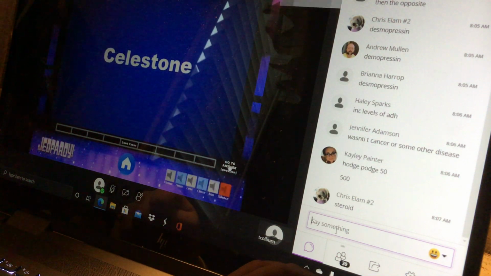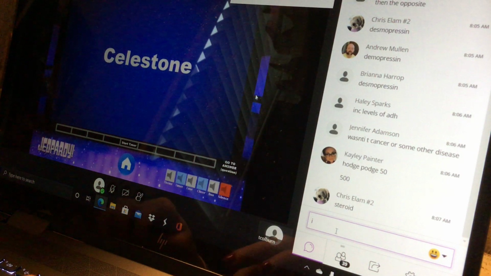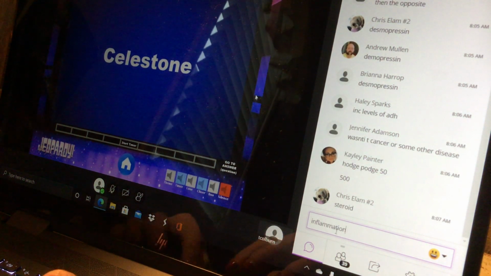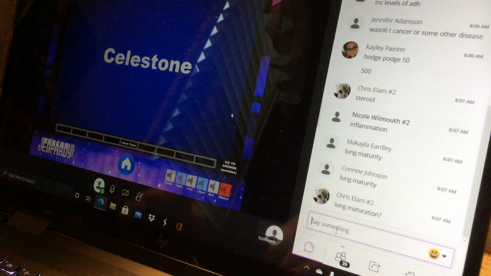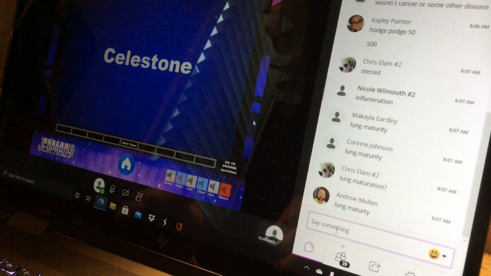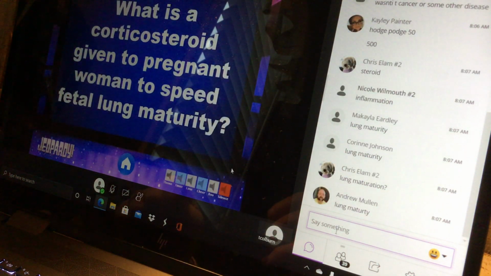Betamethasone, Celestone, dexamethasone. They're all used for a specific thing. Remember, this is hodgepodge, but it can go all the way back to Unit 1, Unit 2. Lung maturity, good. So it's a corticosteroid. There's your steroid given to pregnant women to speed the fetal lung maturity. You remember that way back when we were talking about the preterm babies? Whenever somebody was pregnant, we wanted to get their baby delivered, but we wanted to make sure the baby's lungs were mature. It helped speed up that surfactant production so the baby can be delivered.